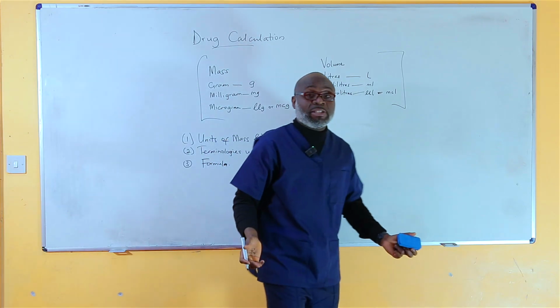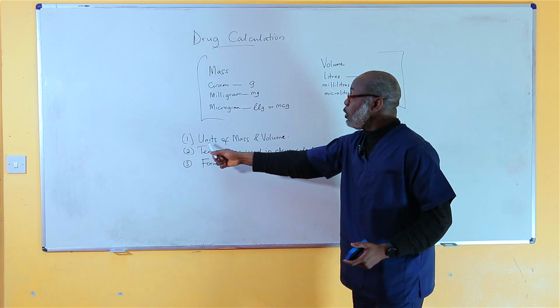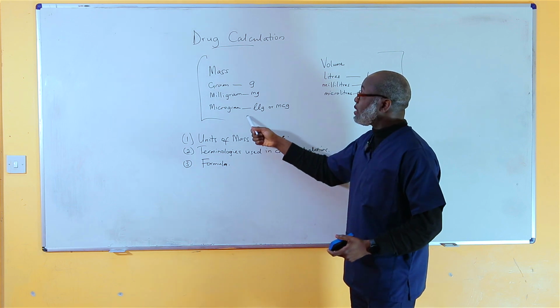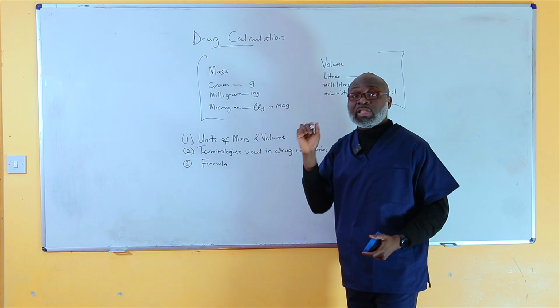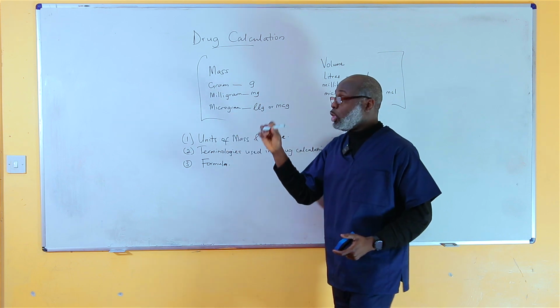The three of them are very simple. I wouldn't lie to you. The units of mass and volume, we have them up there. But still, we have to know how to convert from one to the other.